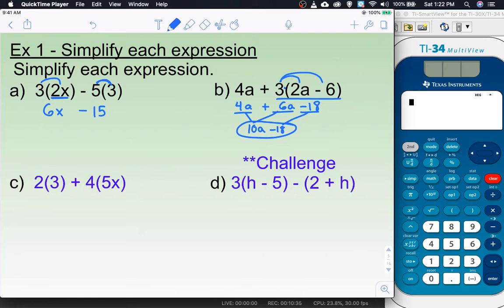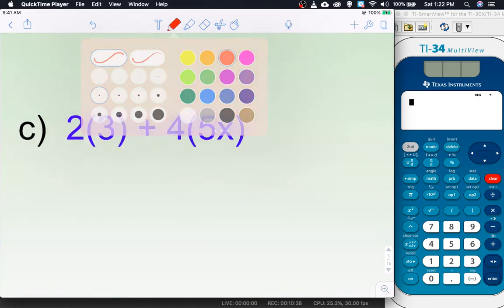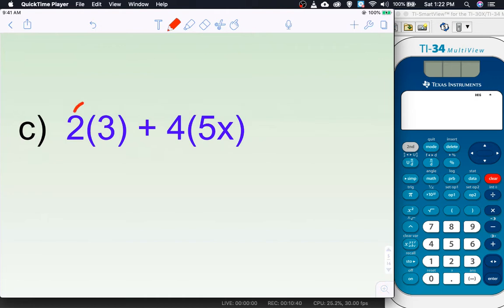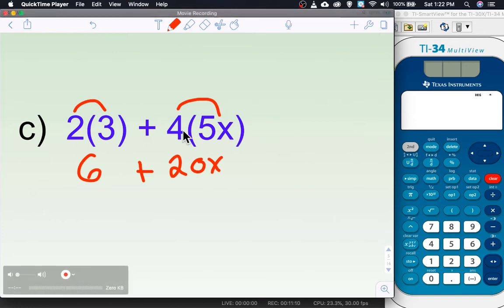All right, letter C. Let's change color here, make it a little bit more visible what I'm doing. So I'm going to multiply the 2 times the 3. That's how I'm going to get rid of those parentheses. That gives me 6. I'm going to multiply the 4 times the 5x. That's how I'm going to get rid of those parentheses. And that's going to give me 20x. And that 20x and 6 cannot be combined because they don't have the same variable. 20x plus 6, I'm done.